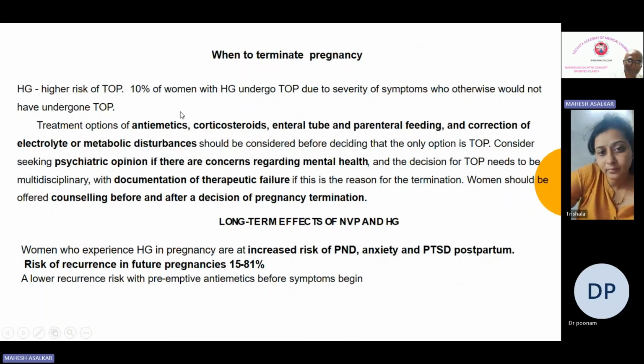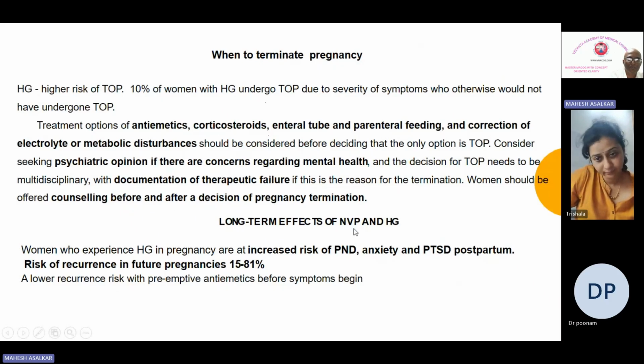When all treatment options like antiemetics, corticosteroids, enteral and parenteral, everything is over, then you have to do multidisciplinary management. You also take a psychiatric opinion if there are any concerns regarding mental health, and then you document the failure of all medications, and then you decide on the termination.